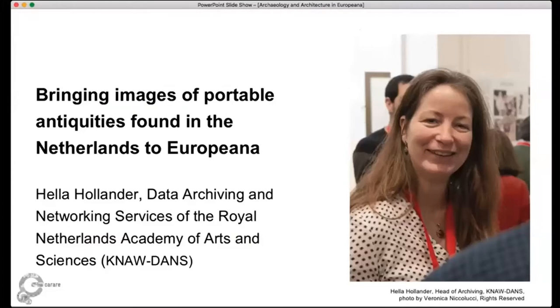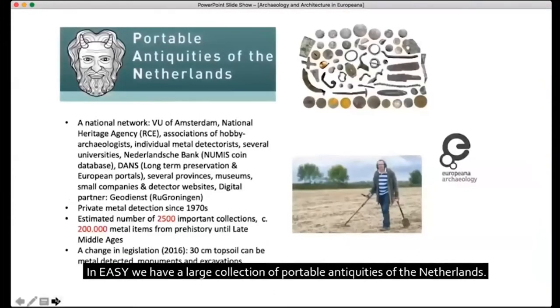It's fascinating to see how comparing aerial photographs to maps captures the changes in our landscape. In the next clip, you will hear Hella Hollander, head of archiving at DANS, speaking about an amazing collection of images of archaeological objects found by hobby archaeologists and metal detectorists in the Netherlands, which is now available in Europeana.